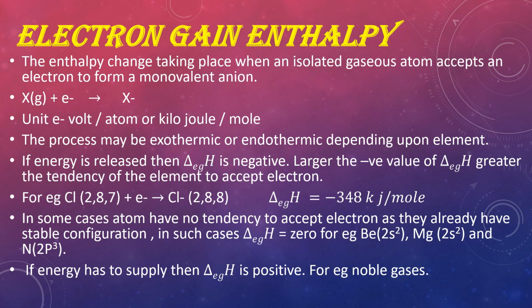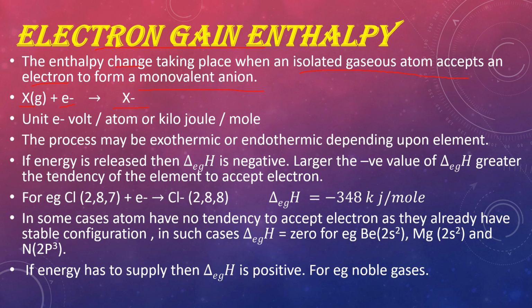Now the next trend is electron gain enthalpy. First of all, you should know the definition. The enthalpy change taking place when an isolated gaseous atom accepts an electron to form a monovalent anion. Now, suppose this is the isolated gaseous atom X, and when it gains an electron, it is converted into the uninegative ion or monovalent anion.